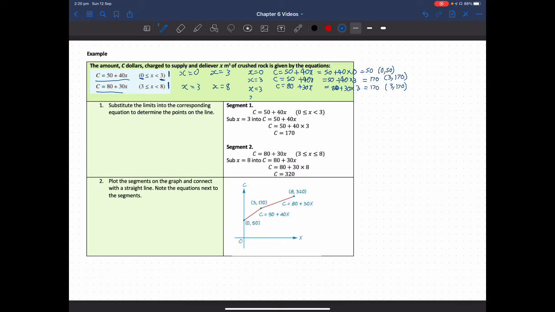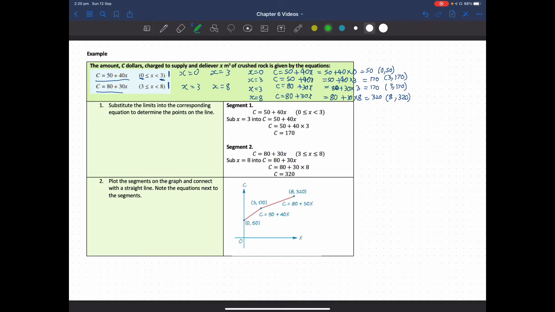The last value I have is x is equal to 8. So c equals 80 plus 30x, which is 80 plus 30 times 8. 30 times 8 is 240. 240 plus 80 is 320. That is the point 8, 320.